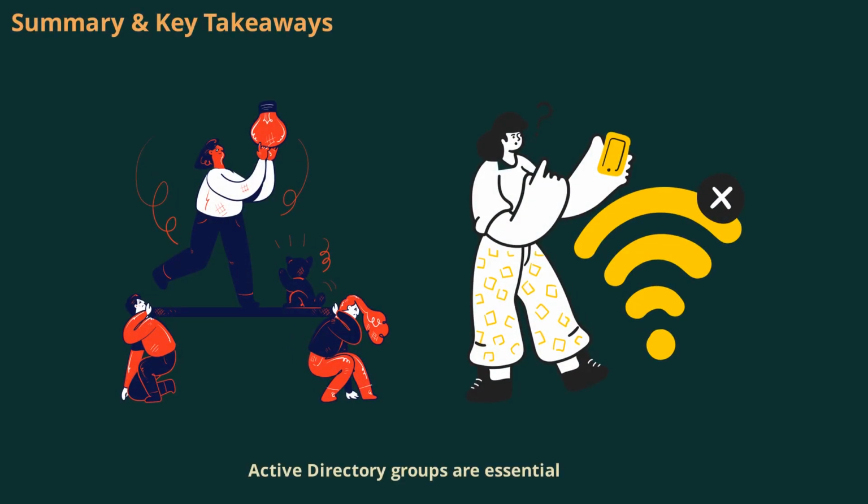Active Directory groups are essential for efficient and secure permission management. By understanding group types and scopes, you can design a structure that fits your organization's needs. Remember to use security groups for permissions, distribution groups for email, and choose the right scope for your scenario. Following best practices ensures your AD environment remains organized, secure, and easy to manage as your organization grows.